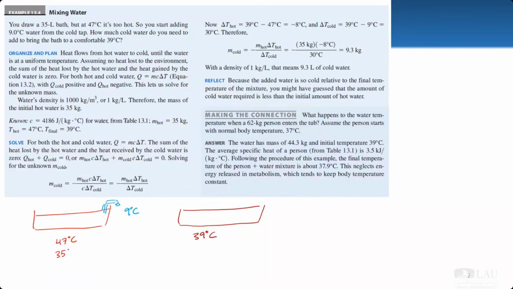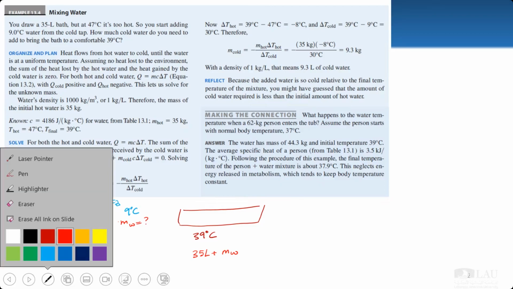Initially, we had here 35 liters. And the question is, we want to add some mass here. We're not sure of the mass of the cold water that we're adding. And our final mixture, pay attention, will contain 35 liters plus the mass of the water that we have added. Again, I'll start as usual with saying that the Q gained equals minus Q lost.